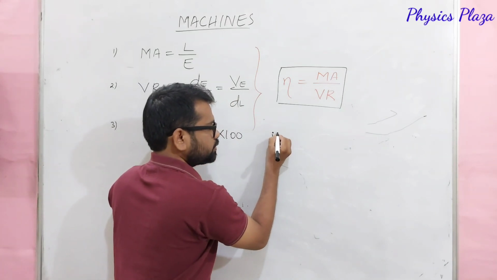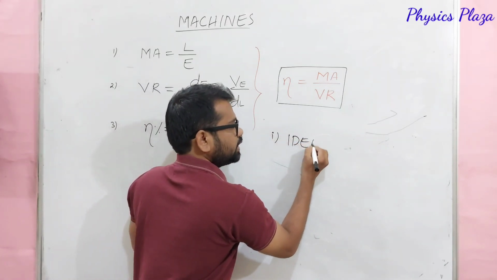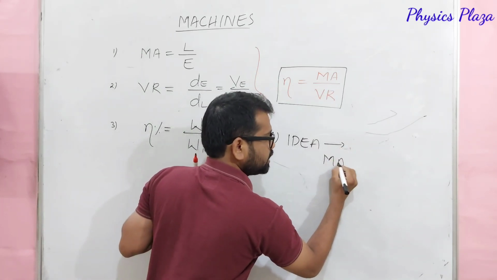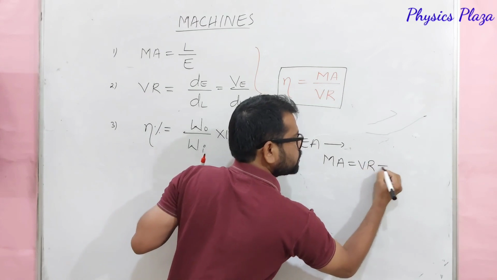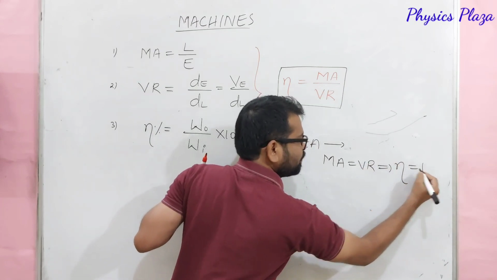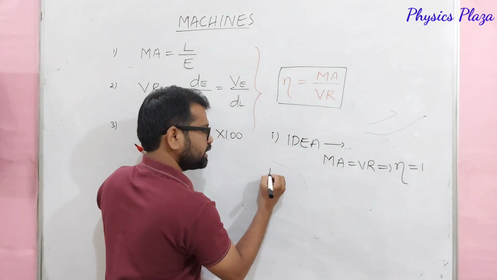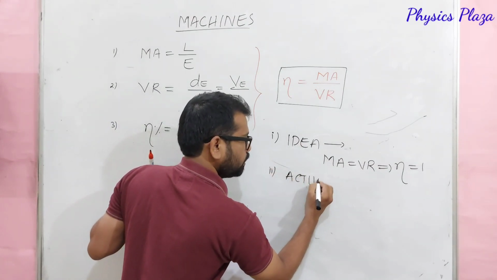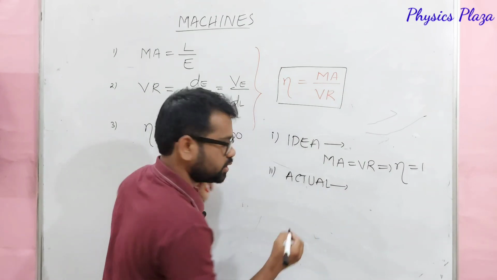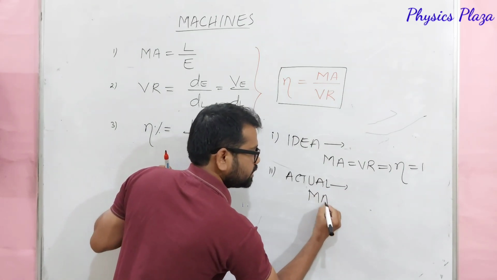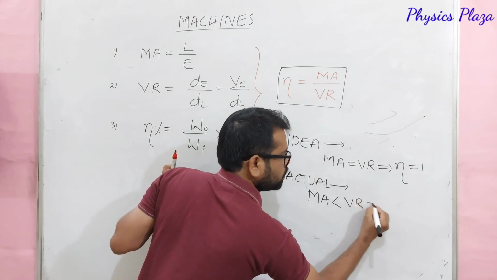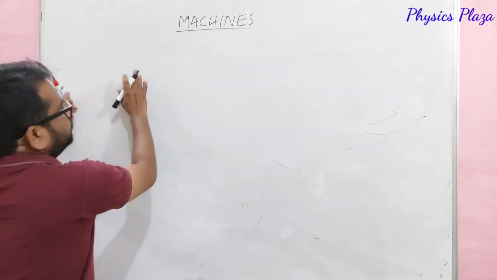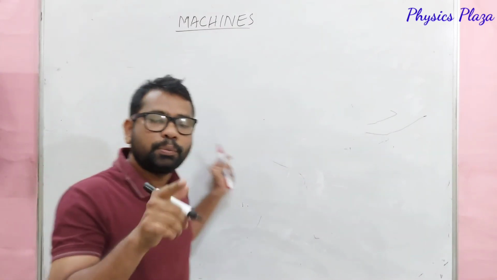Additionally, here we will be having two types of machines. One is the ideal machine. For an ideal machine, mechanical advantage is always equal to velocity ratio, so efficiency is always 1 or 100%. Whereas the second case, the practical machine or actual machine: for a practical machine, children, mechanical advantage is less than velocity ratio, so efficiency is always less than 1. Children, in this we will be discussing pulleys also.